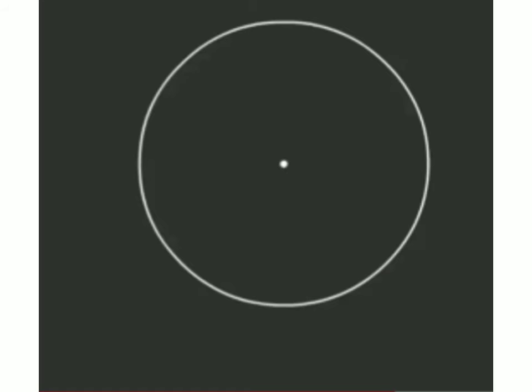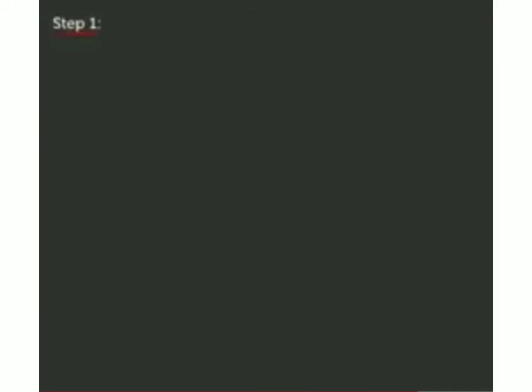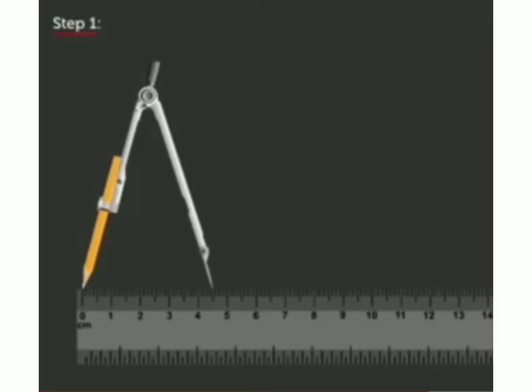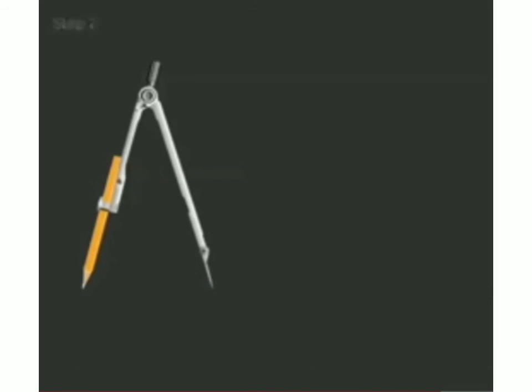Now we will take a particular length of the radius and then we will construct the circle. So we will construct the circle with the radius 4.5 centimeter. For this, we need a ruler first of all, because we have to take the length 4.5 centimeter. So on the ruler, we will fix the metal tip of the compass at the 0 point and open out the compass so that the pencil tip is on the 4.5 centimeter mark.